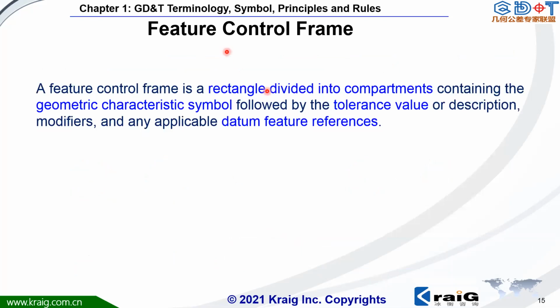We have mentioned the feature control frame a couple of times. Now we're going to explain what a feature control frame is. A feature control frame is a rectangle which is divided into several compartments. It contains a couple of pieces of information such as the geometric tolerance characteristic symbol, tolerance value, modifier, and the datum reference.